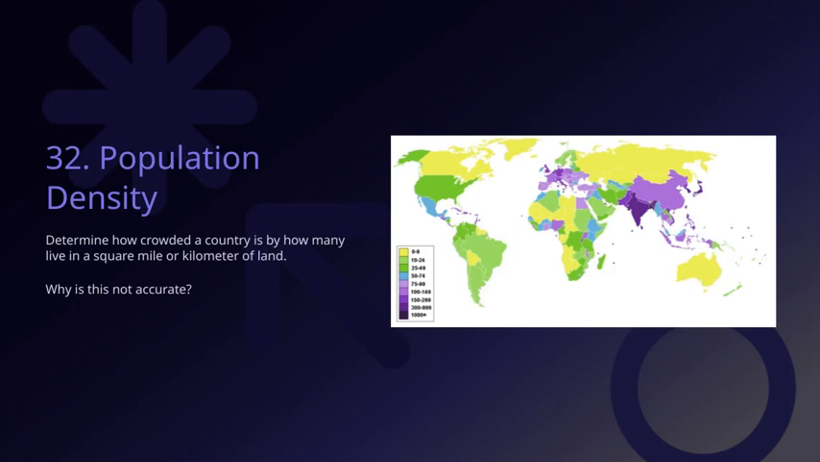So, why is this method not always accurate? Well, simply looking at how many people live in a square mile or kilometer doesn't tell the whole story. It gives us a general idea of how crowded a country is, but it can be misleading. For example, some countries have densely populated cities but large areas of sparsely inhabited land. So a high population density might reflect urban areas rather than the entire country. It's important to understand that this measure is just one way to assess how crowded a place is, and we need to consider other factors to get a complete picture. This ties into our overall theme of understanding how geography impacts daily life and development around the world.